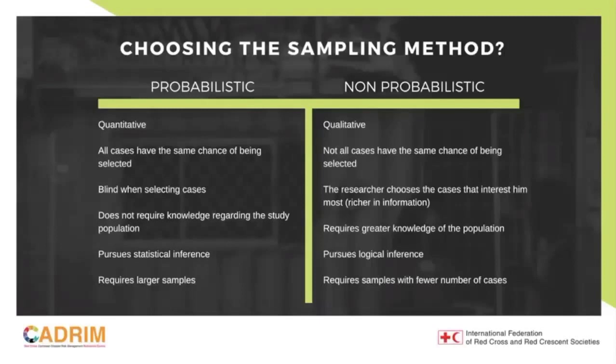So in the probabilistic sampling method, you will require larger samples. And in the non-probabilistic, you will require samples with a small number of cases, which will be the specific people that you are going to select to carry on the study. So we want to provide a clear difference between these two kinds of sampling methods that you can use. And you can choose the ones that will be more accurate for the kind of studies that you want to do.